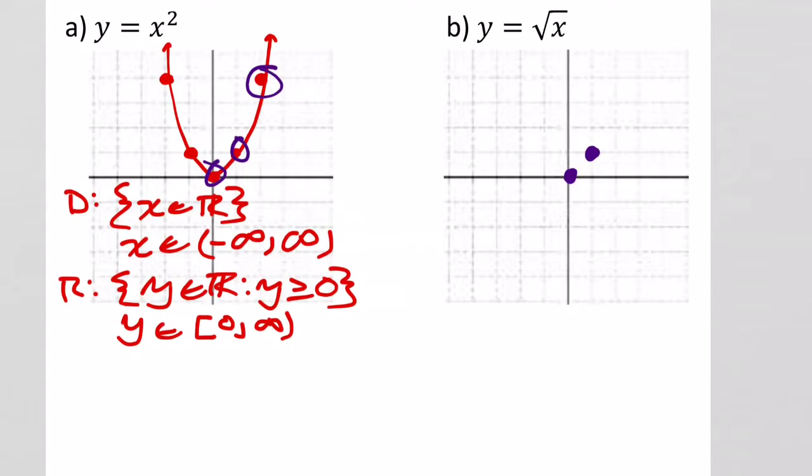Now think about that point. On the quadratic x squared, it was (2, 4). On this, it's going to be (4, 2), because the square root of 4 is 2. And we're going to get that graph right there, curving off to the right like that.